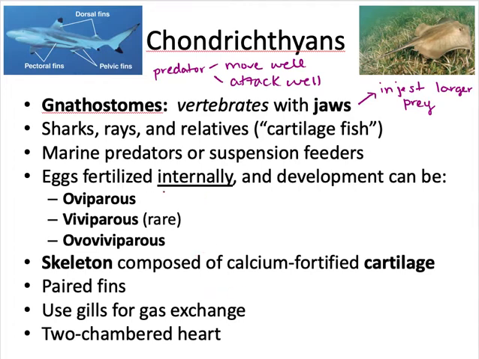As far as reproduction goes, eggs are fertilized internally inside the female's body, and the development of the fetus can be one of three different types. So we're going to define some new words here. The first is oviparous. This means that development of the embryo and the fetus will occur inside an egg. So even though eggs are fertilized internally, they can be laid after fertilization and development will occur in the egg, but outside of the mother's body.